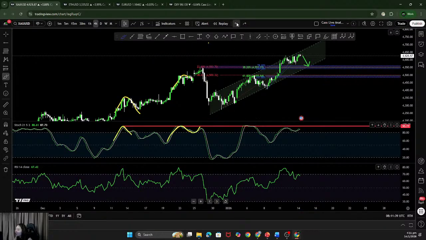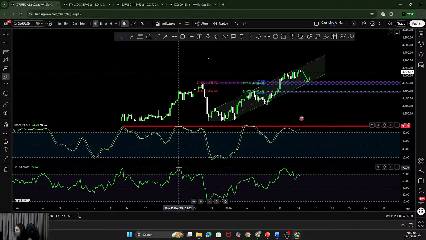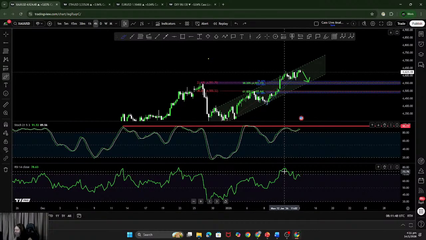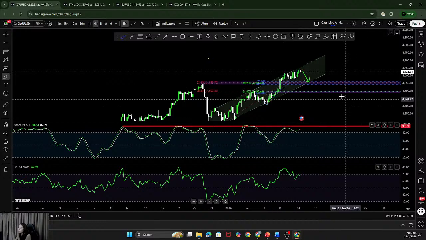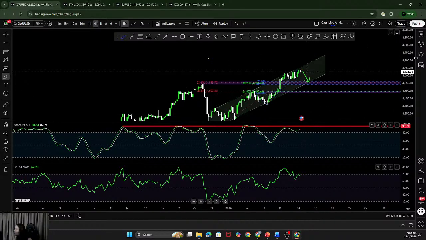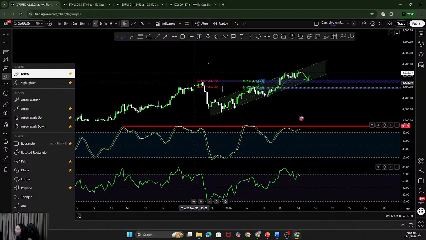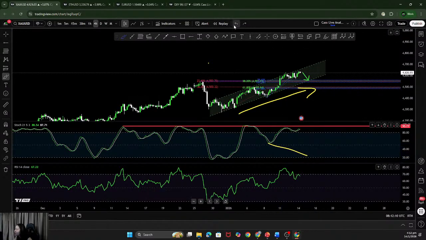Stochastics honestly isn't giving a lot of information. RSI, I don't see very useful information either. Since I don't really see anything with stochastics in terms of bounces and reaction, I now look for divergences. Divergence means that if price is moving up and the oscillator is moving down, the oscillator is trying to tell you there is a trend reversal.